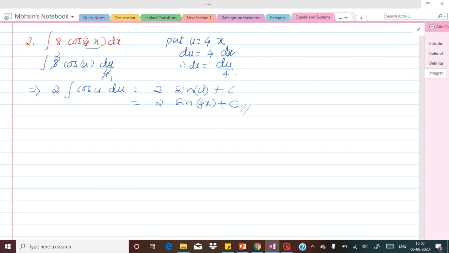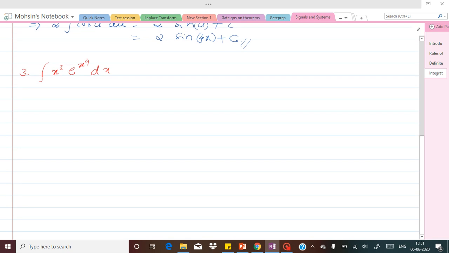x cube e raised to x raised to 4 dx. Now here, which term should be substituted? You need to think about that. So here, if you substitute u equal to x raised to 4, you will be able to cancel that x cube, because the differentiation of x raised to 4 is going to be 3x cube, sorry, 4x cube, so that x cube will get cancelled with this.